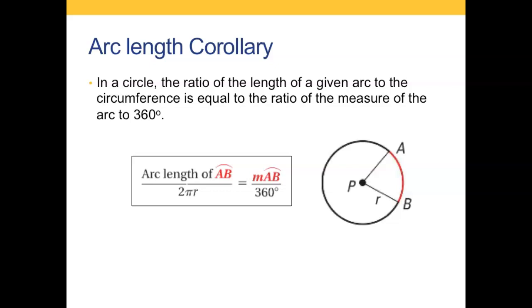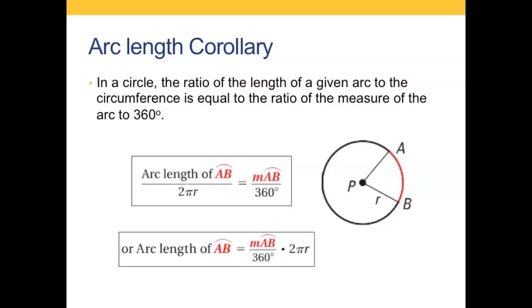Now, another way to write this, if you're trying simply to find the arc length, is to multiply both sides by 2 pi r, and that would give us that the arc length of arc AB is equal to the measure of arc AB over 360 degrees times 2 pi r. Let's look at some examples.